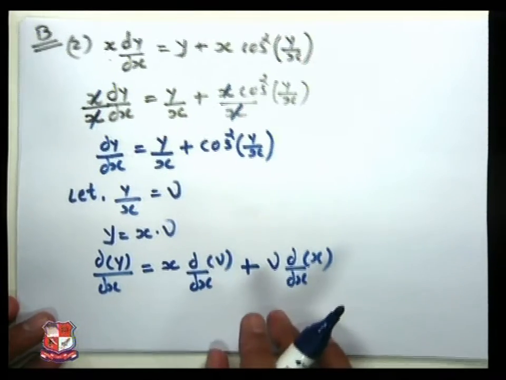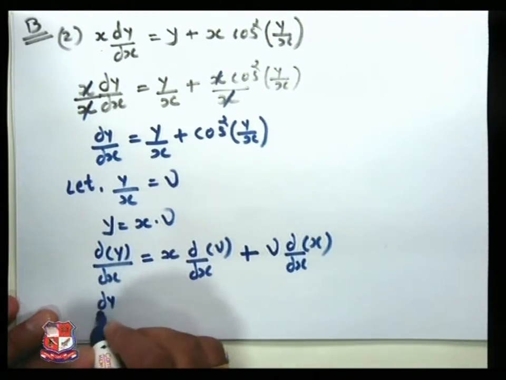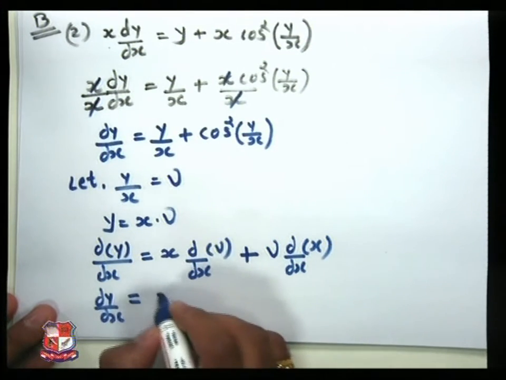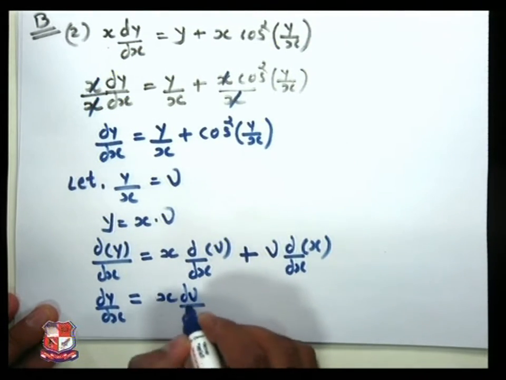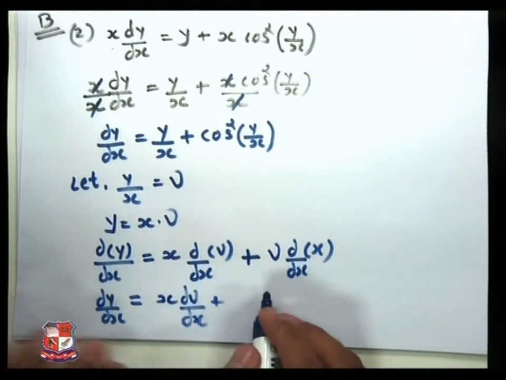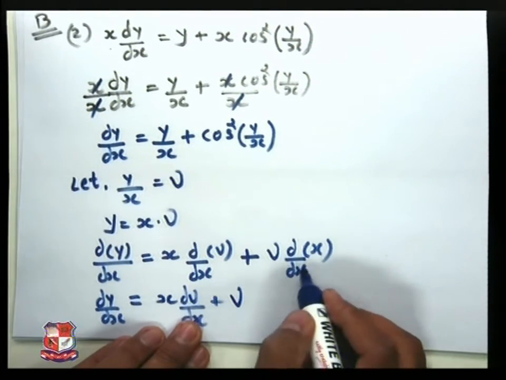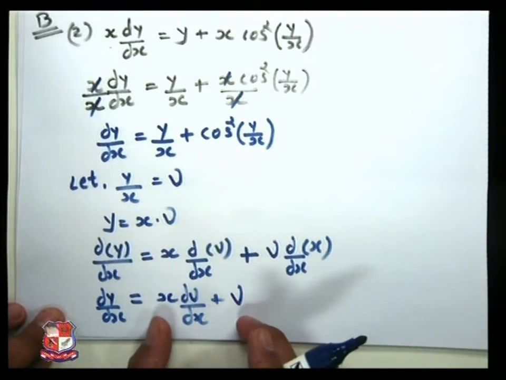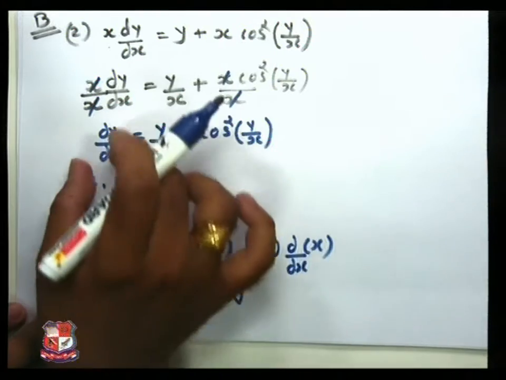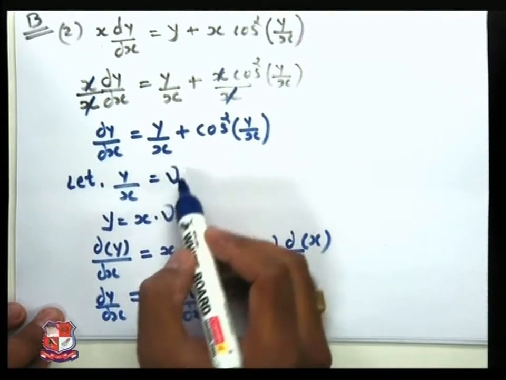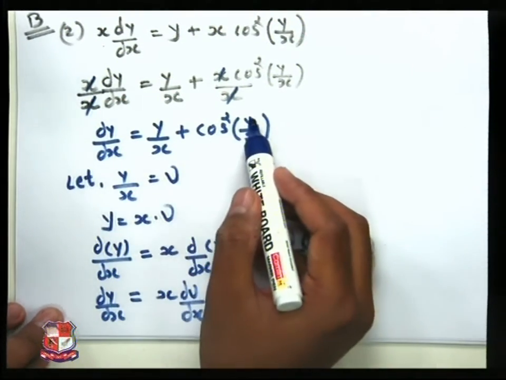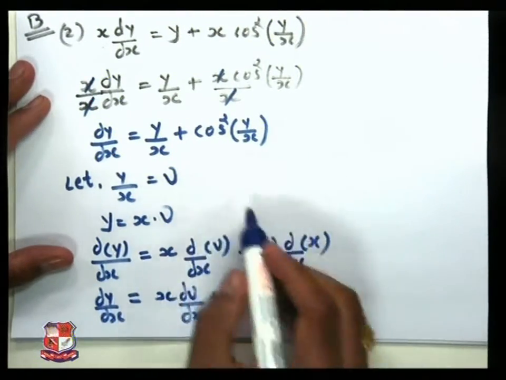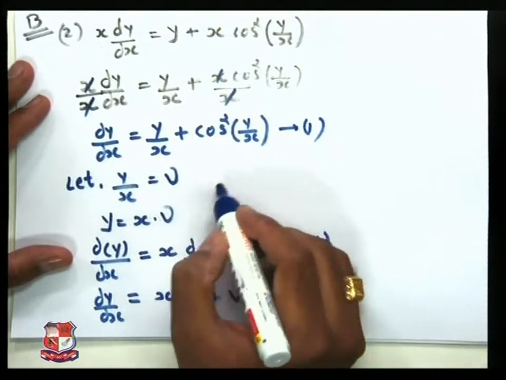Now we rearrange the above equation. dy by dx is equal to x dv by dx plus v dx by dx, and that cancels out. So our dy by dx result is x dv by dx plus v. Here we replace y by x with v, and cos square y by x with cos square v. So we simplify equation number 1 to our result.